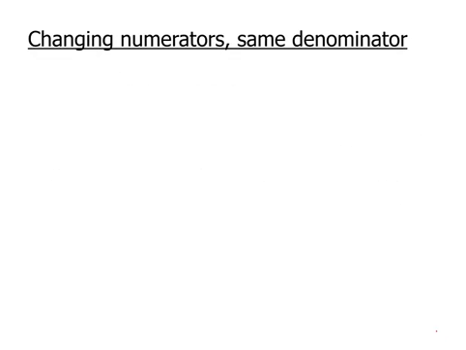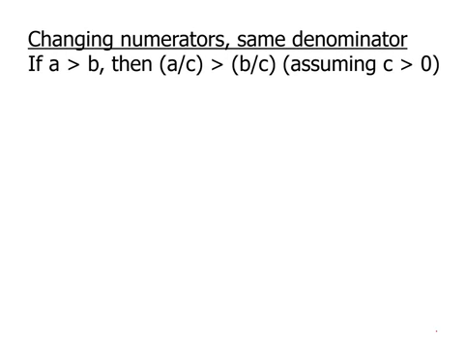So some of the basic ideas here: if we keep the same denominator, then making the numerator bigger makes the whole fraction bigger. And so if A is a larger number than B, then as long as we're dealing with everything positive here, A over C is going to be bigger than B over C.